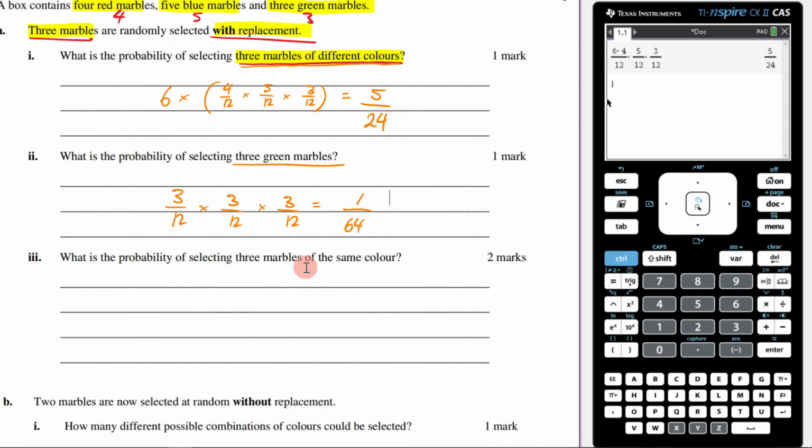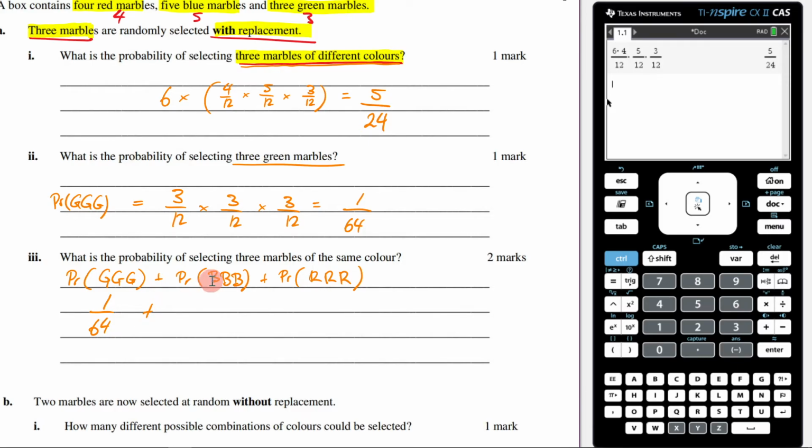So we're going to have to consider the probability of green, green, green, plus the probability of blue, blue, blue, plus the probability of red, red, red. Now, we've already figured out up here the probability of green, green, green, haven't we? So this is going to be 1 on 64. And now it's just going to be repeating the same logic.